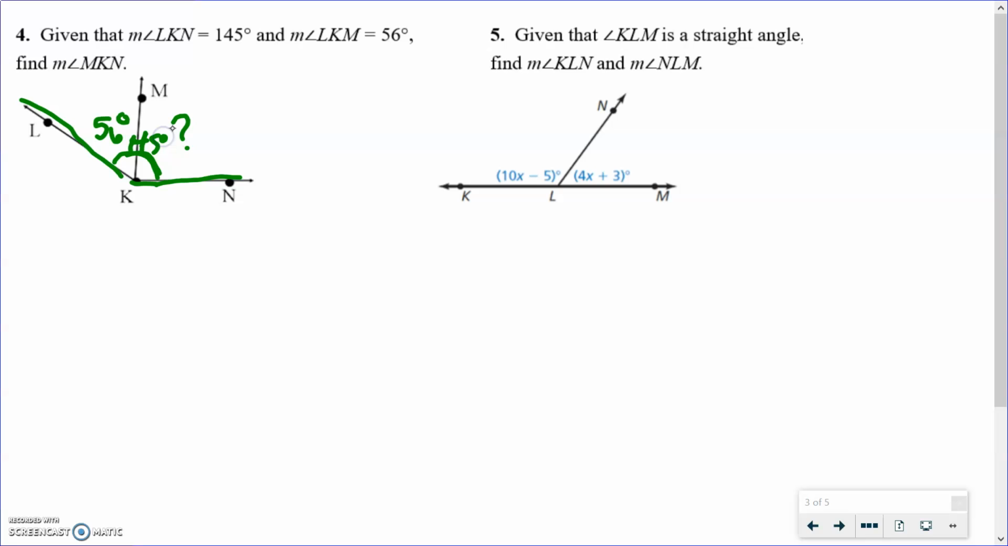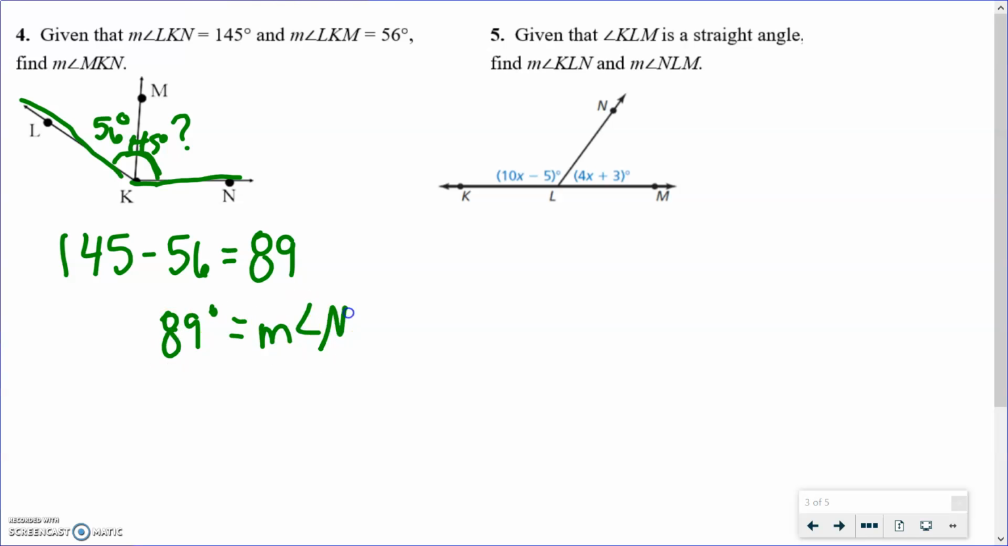Okay, so to figure that out, we can do 145 minus 56, and that'll get the remaining angle, and that's going to give us 89. Okay, so 89 degrees is the measure of angle MKN.